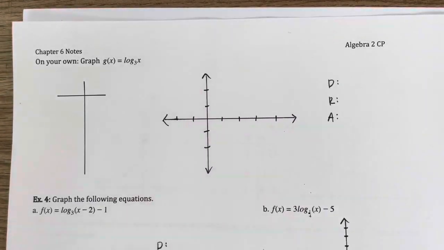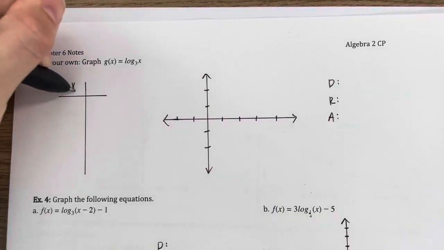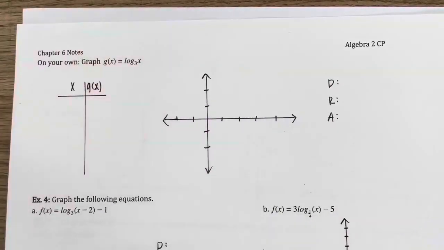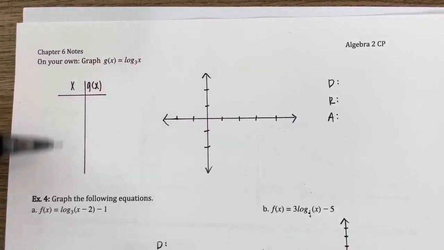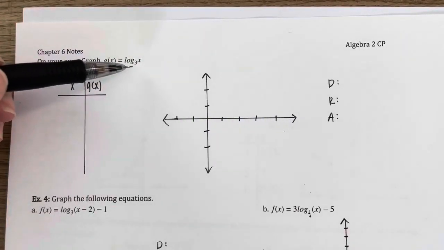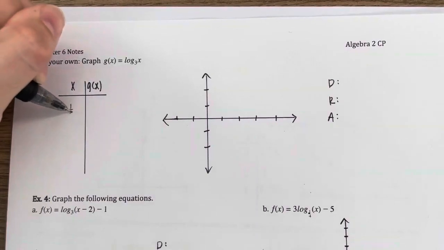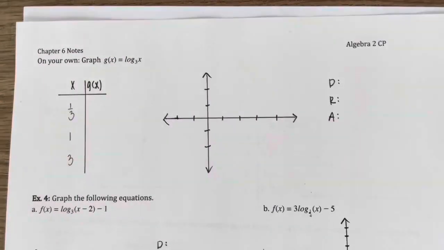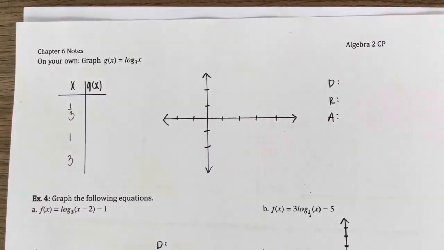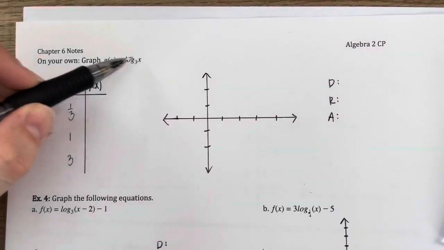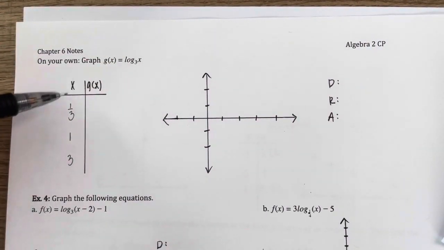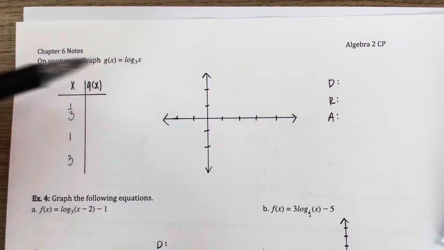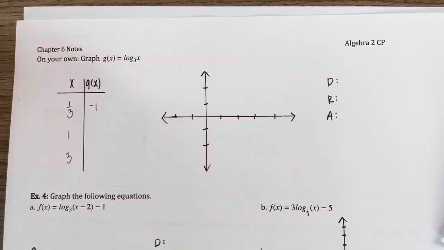For the next example, graph g of x equals log base 3 of x. So if we make a table for g of x, we're graphing a log. So for our x values, we want to pick the reciprocal of the base, 1, and then the base. So 1/3, 1, and 3, since it's a log with a base of 3. And then when we go to fill in our table, log base 3 of x becomes log base 3 of 1/3. So that's asking 3 to what power equals 1/3? Well, 3 to the negative first power equals 1/3.